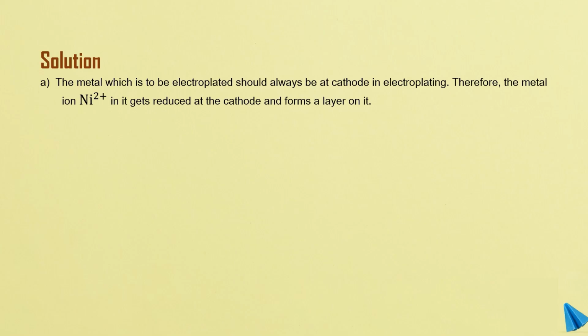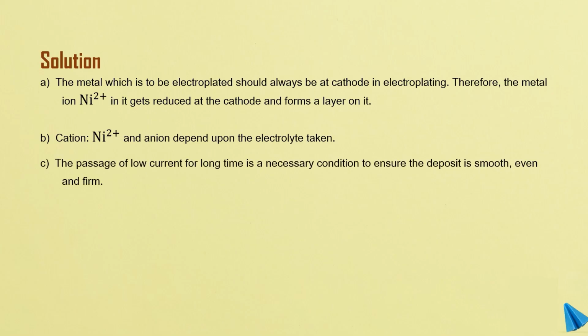The metal which is to be electroplated should always be at the cathode in electroplating. Therefore, the metal ion in the electrolyte gets reduced at the cathode and forms a layer on it. The answer to the second question is cation, that is Ni2+, and the anion depends upon the electrolyte taken. The passage of low current for a long time is a necessary condition to ensure the deposit is smooth, even and firm.